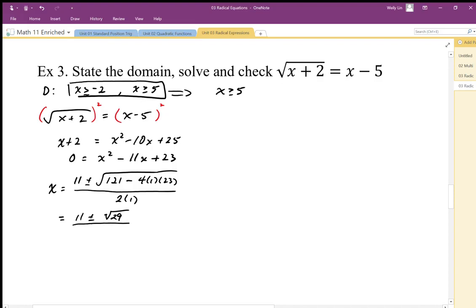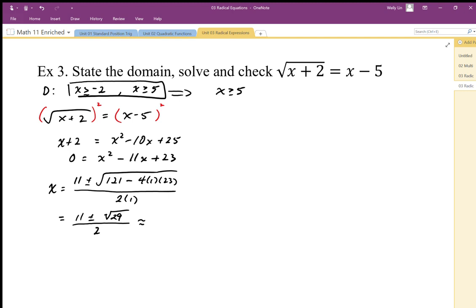So square root 29 is approximately 5. Or sorry, a little bit greater than 5. So let's just say 5.5. And so we're going to end up with 11 minus 5.5. So 5.5, half of that's going to be about 2.75. If you want, you can work out the decimal value here. Based on the restriction, we should be able to determine that that is an extraneous solution.